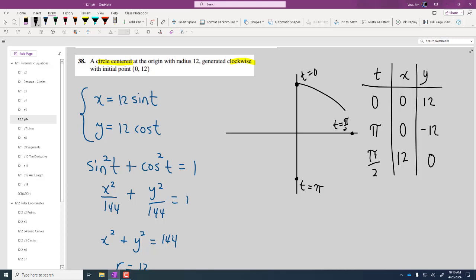Let's see. Will I be able to draw a circle? Not too bad.